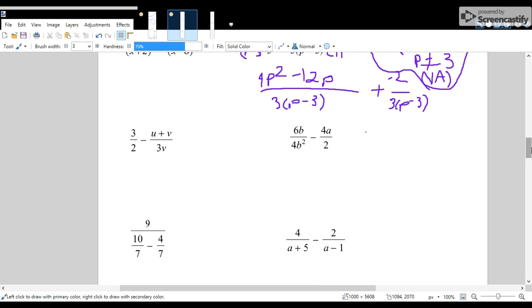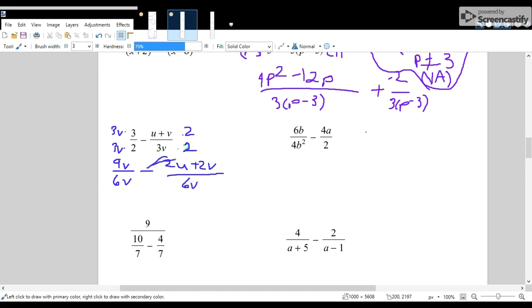Let's look at one more example on this page. So the least common multiple of these would just be to multiply them by each other. So let's multiply these by 2 and these by 3v. So we have 9v all over 6v minus 2u plus 2v all over 6v.